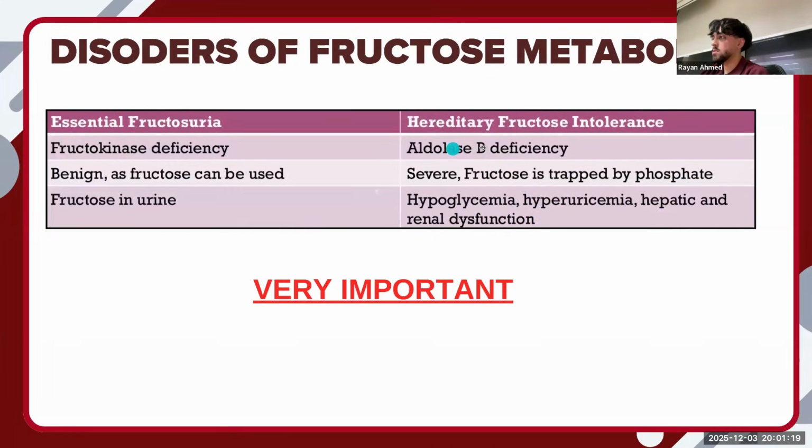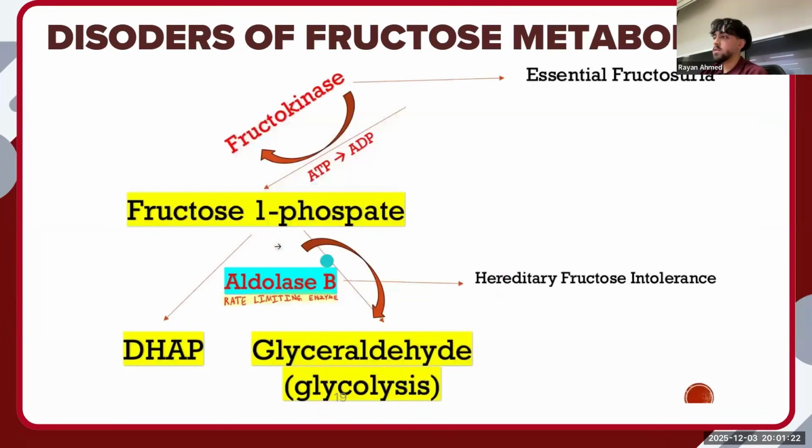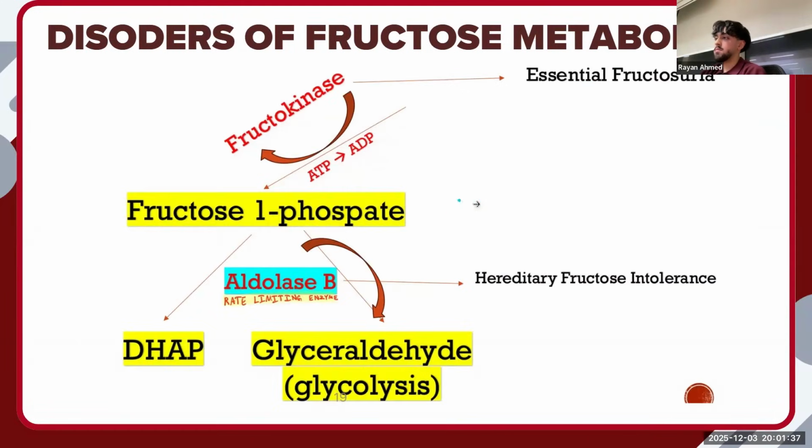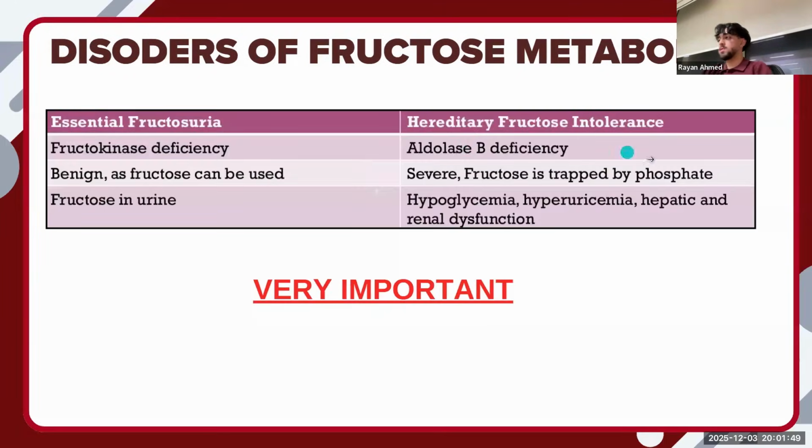Guys, if we don't have aldolase B, right, this will accumulate. If this is going to accumulate, more ADP will be used, right? And then if we break down ADP and AMP, it will lead to uric acid. So hyperuricemia as well, and hypoglycemia as well, because glyceraldehyde is not being made, which can enter the glycolytic pathway, so no glucose is being made. So glucose is low, and this ATP is accumulated, so this will lead to hyperuricemia, which can lead to gout as well. And we also have hepatic and renal dysfunction.